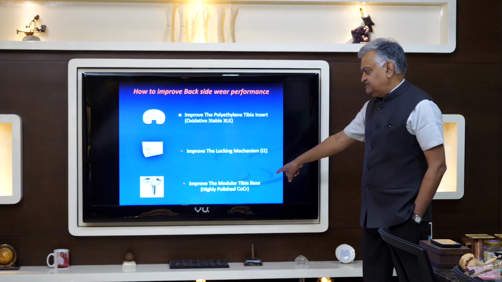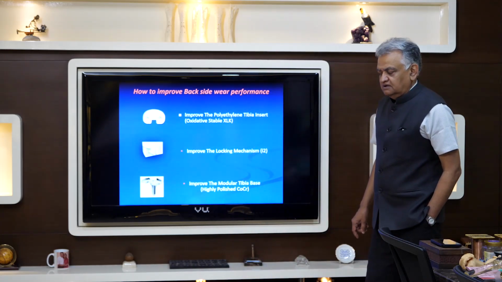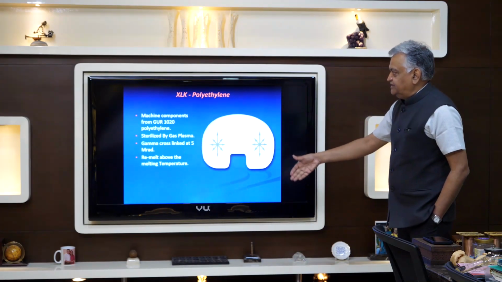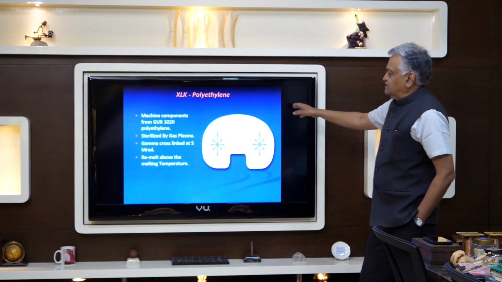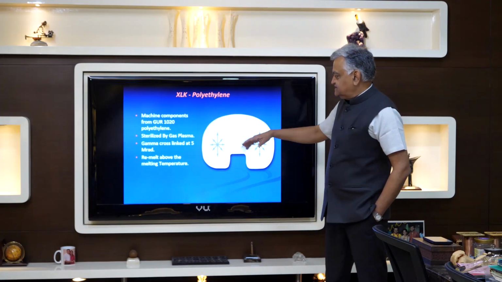Improve the modular tibia base. In other words, polish the tray, etc. Polish the tray, so that even if there are some micro movements, there will be less friction. So these are the ways. Next please. Improve the plastic characteristics. We'll talk about this as a separate lecture.